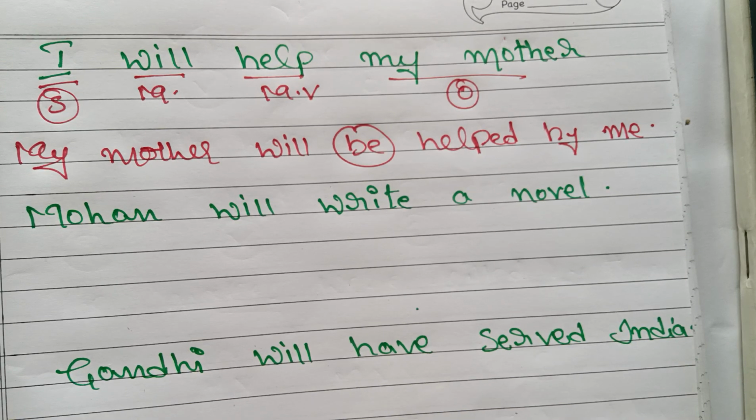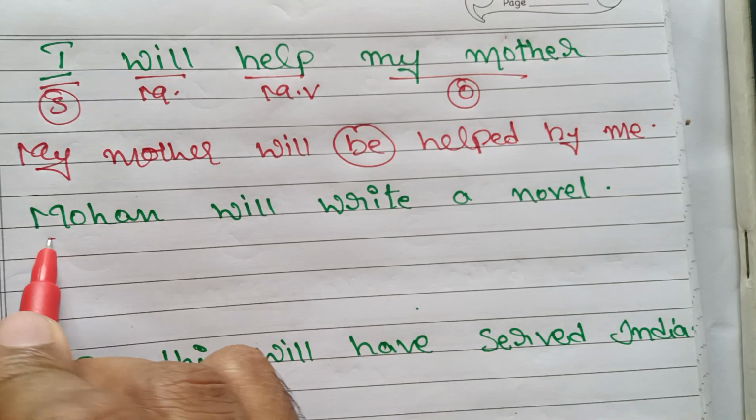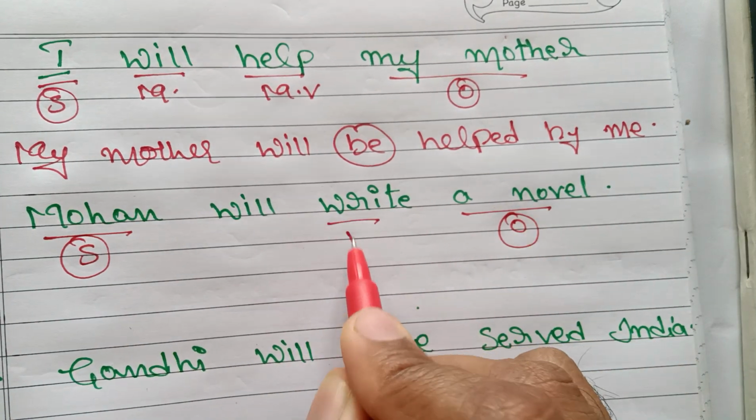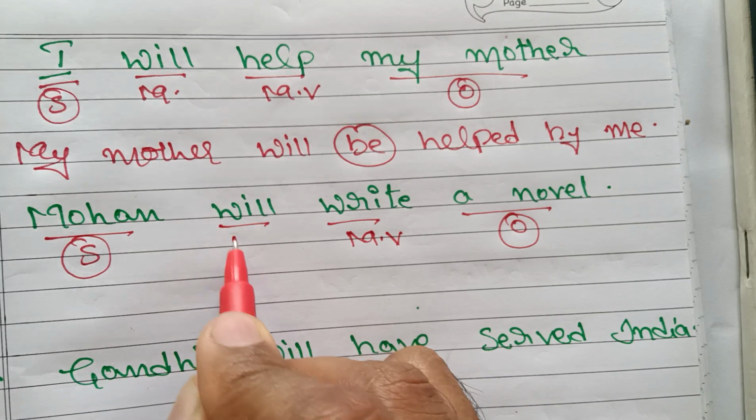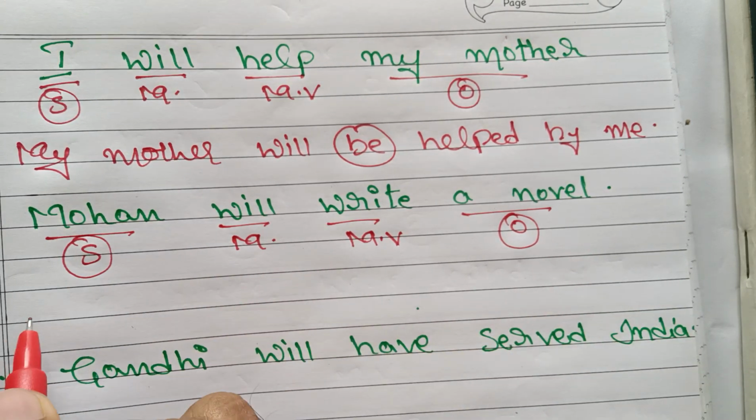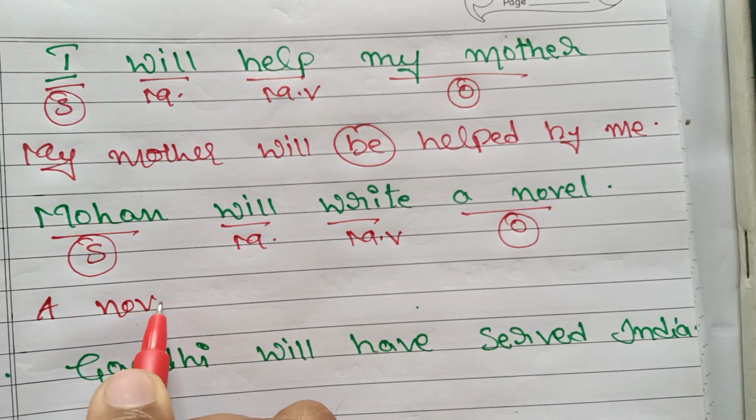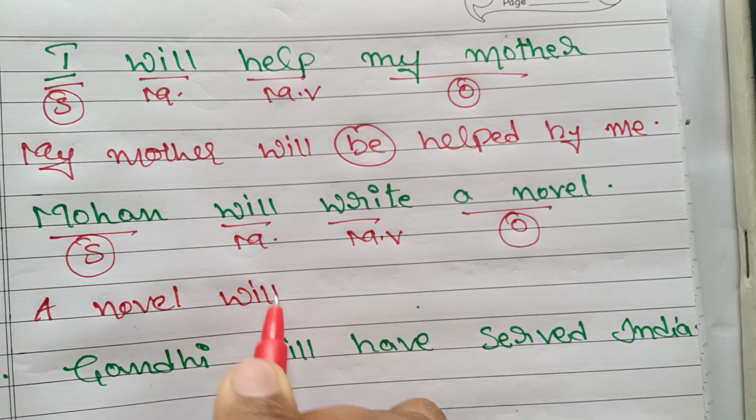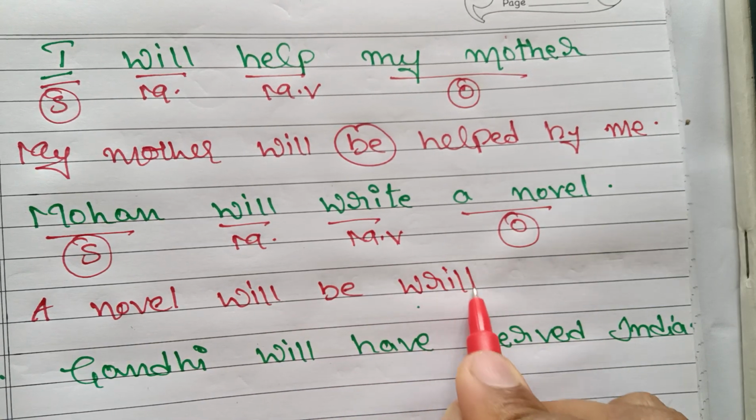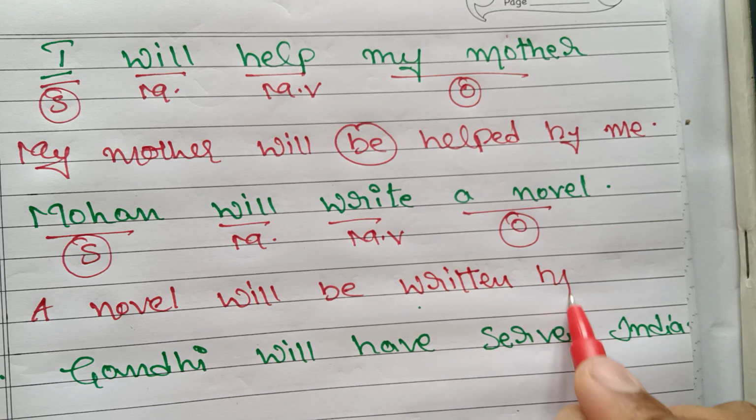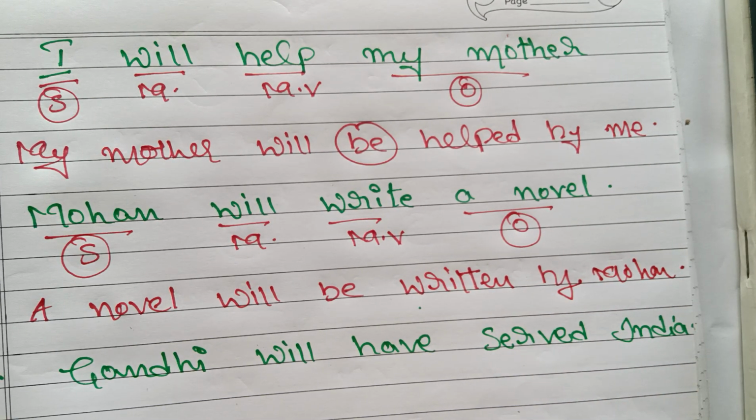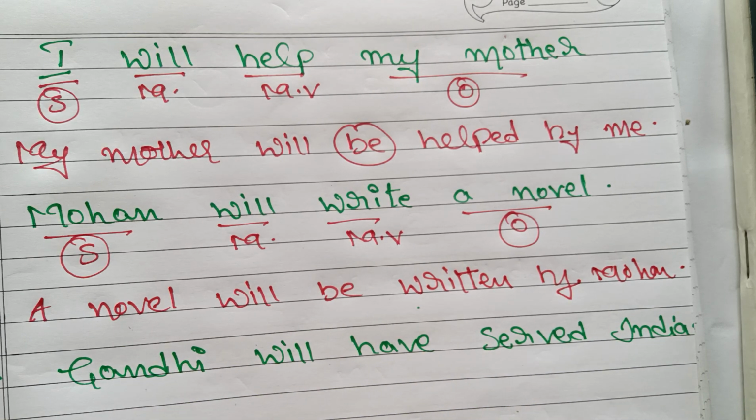Next one, Mohan will write a novel. Subject Mohan, a novel object, write main verb, will model, auxiliary verb. A novel will be written by Mohan. That's all. Okay, a novel will be written by Mohan.